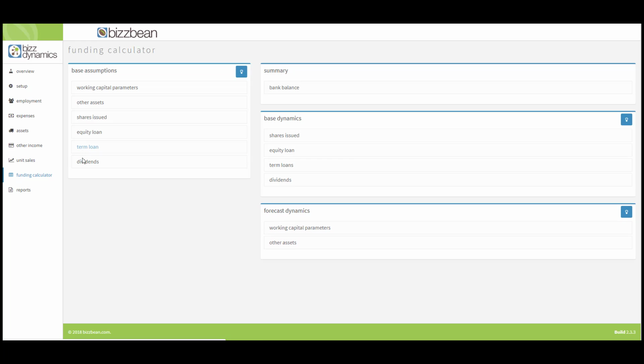So that's the purpose of this funding calculator, is to see where you stand with the finances on your balance sheet. And this gives you some opportunity to review your trading account again, and perhaps review your funding options.